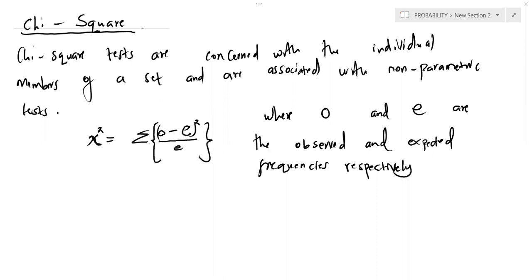Now I would like us to look at chi-square and chi-square values and basically how to calculate them. Chi-square tests are concerned basically with the individual members of a particular set and are associated with non-parametric sets. The formula for obtaining chi-squared is given by the summation of the observed frequencies minus the expected frequencies squared, all this divided by the expected frequencies.